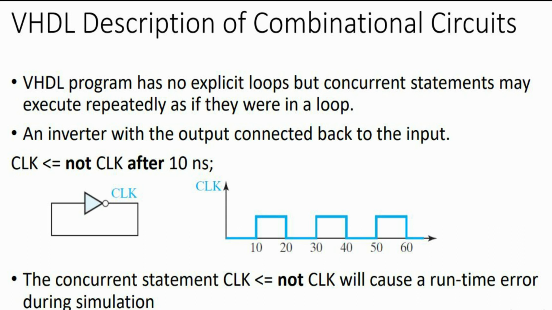As the clock is transitioning after every 10 nanoseconds, you can see the concurrent signals occurring after a delay of 10 nanoseconds as shown in the graph. The code for this circuit is clock <= NOT clock after 10 ns; The concurrent statement clock <= NOT clock will cause a runtime error during simulation.